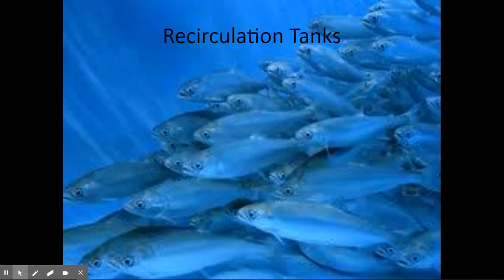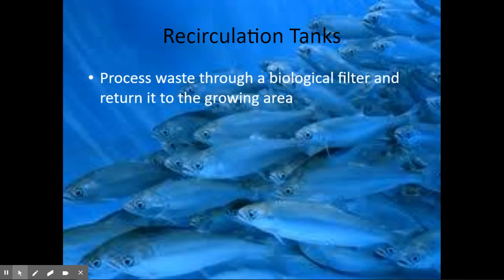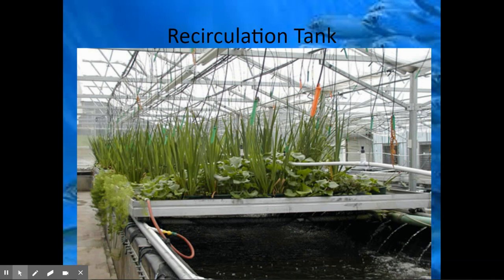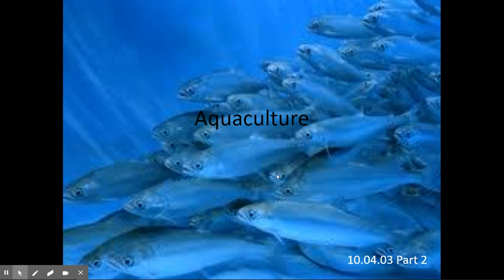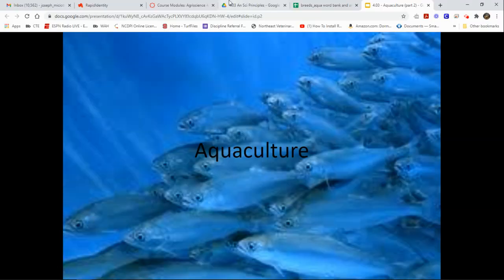Recirculation tanks. That is where your water from your tank goes through a biological filter. A biological filter, as you can see on here, is a living organism. So in this case, the water is pumped out. It goes through the plants. It comes back through this green pipe on the bottom. And as it splashes into your pond, it aerates it. So in a nutshell, that's what we talked about today for aquaculture.